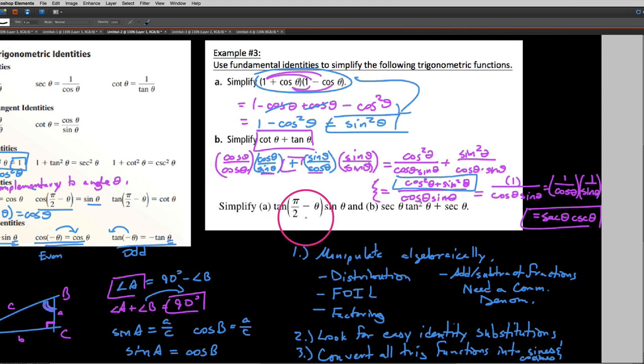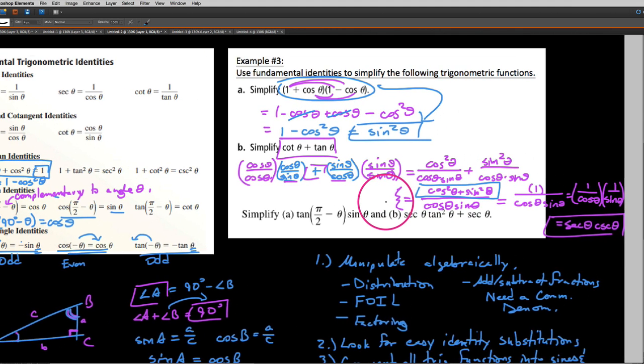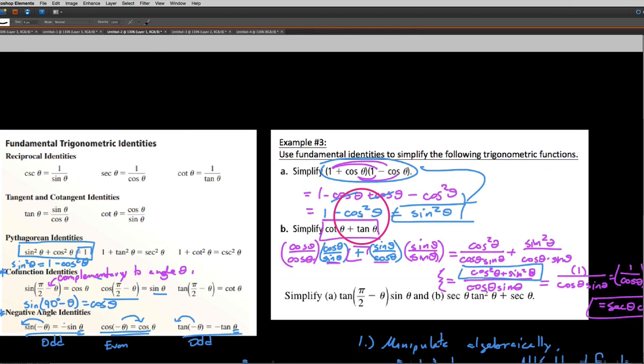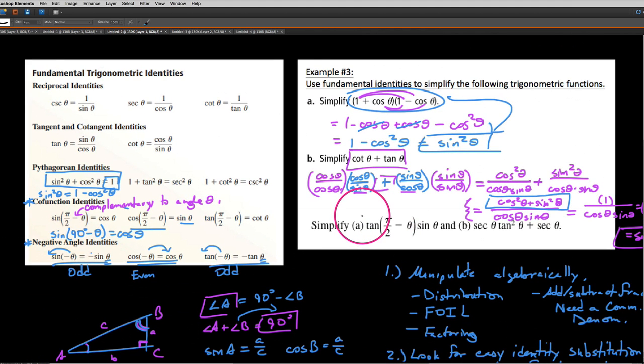So now in this last one here, what we want to do is simplify these two expressions. So it looks like we have a tangent of pi halves radians minus theta times a sine of theta. So looking at this, it doesn't look like we have any distribution that we can do. We can't send this through because this is an angle right here. So we can't distribute, we can't FOIL, there's no factoring, and we're not adding or subtracting fractions. So looking at our second thing here, we say, could we find any easy identity substitutions?